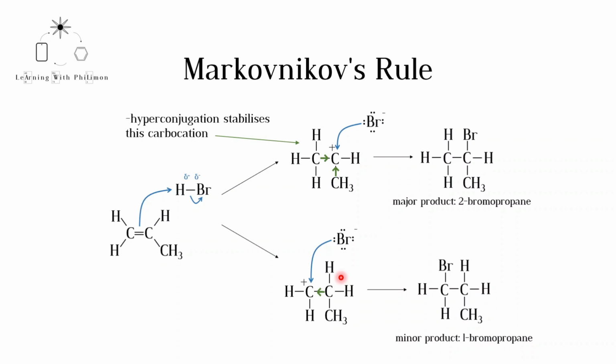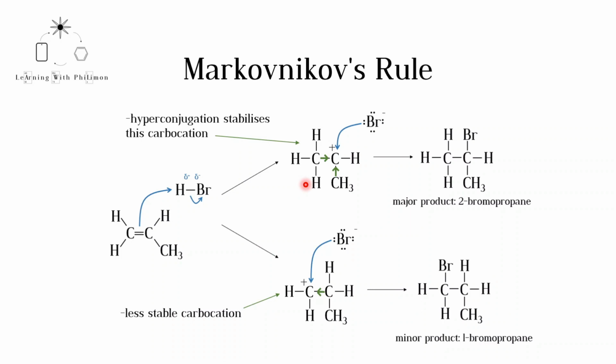Hyperconjugation is not possible with hydrogen atoms. As a result, this carbon maintains its positive charge, making the carbocation less stable. Because in the first pathway, the carbocation is more stable, it is more likely to form.